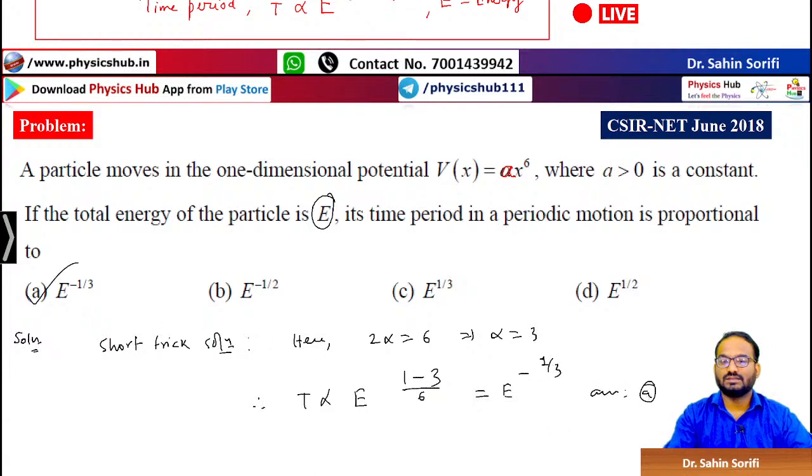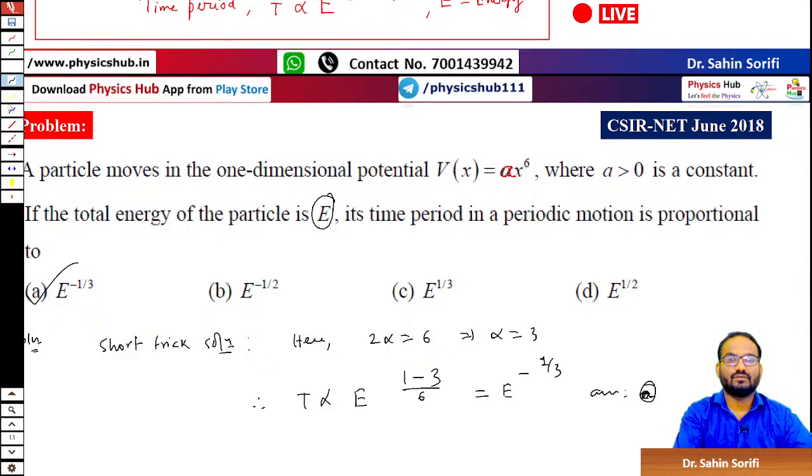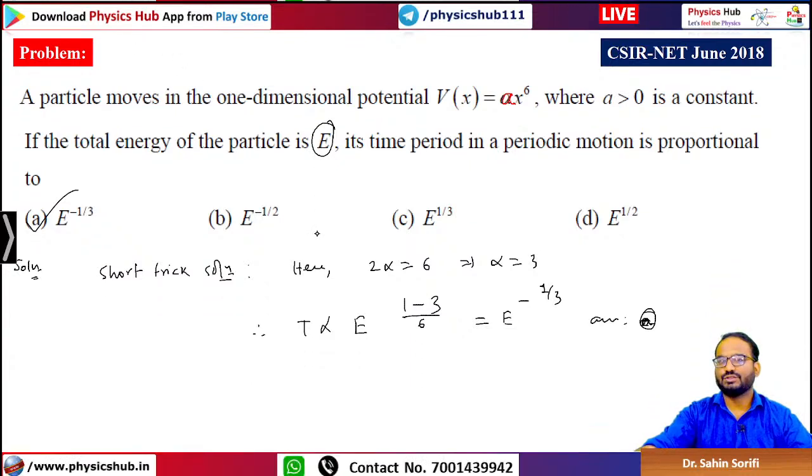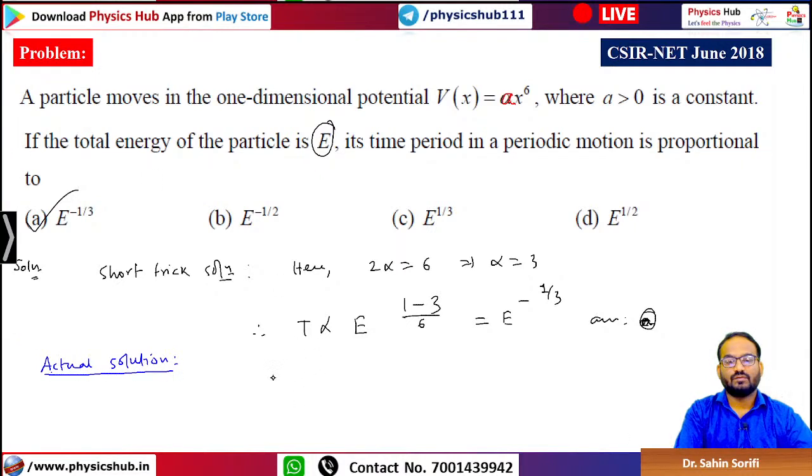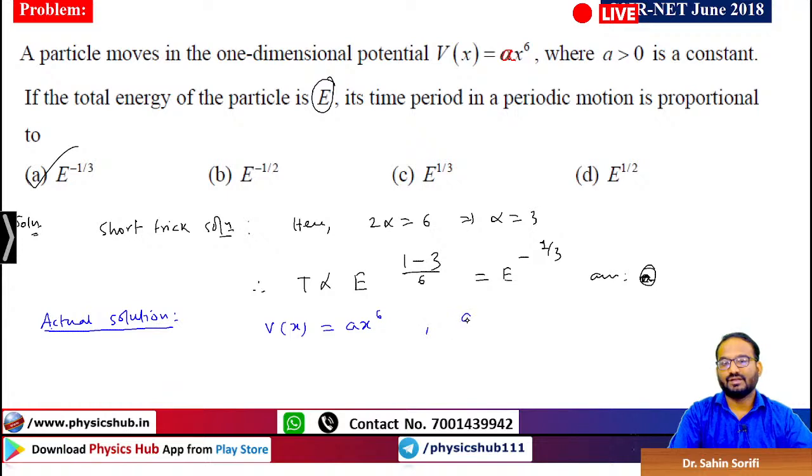So let us try to understand the genuine solution. You have got the answer from the short trick. In your examination, if you are given a problem like this, you can do it in a few seconds. Now let's try to understand the actual solution. The actual solution is also very easy, but it will be a little bit lengthy. In this kind of problem, we need to take up the Lagrangian approach. A x to the power 6 is given to you, where it is also given a is greater than 0.